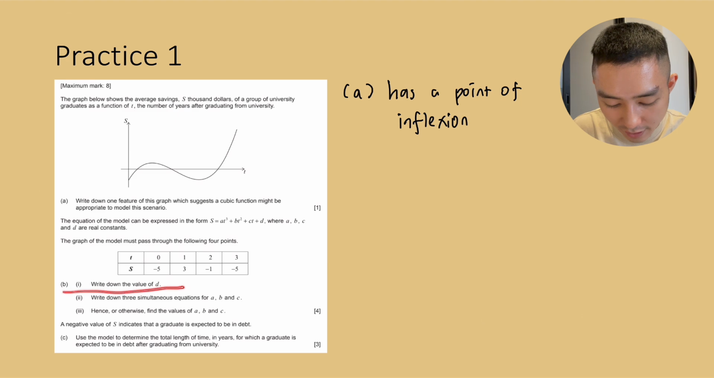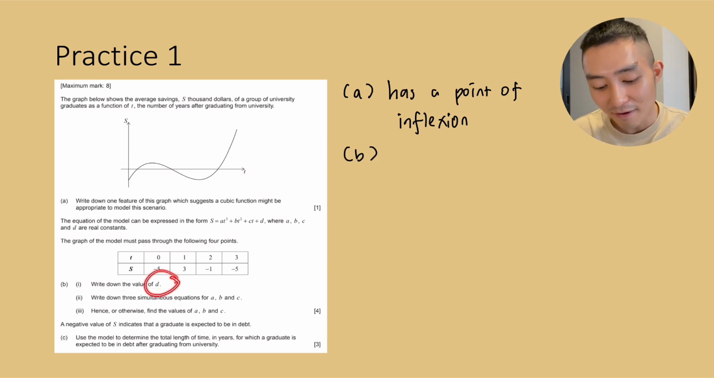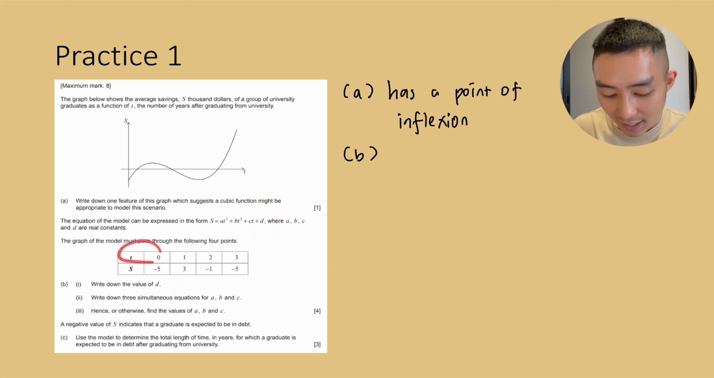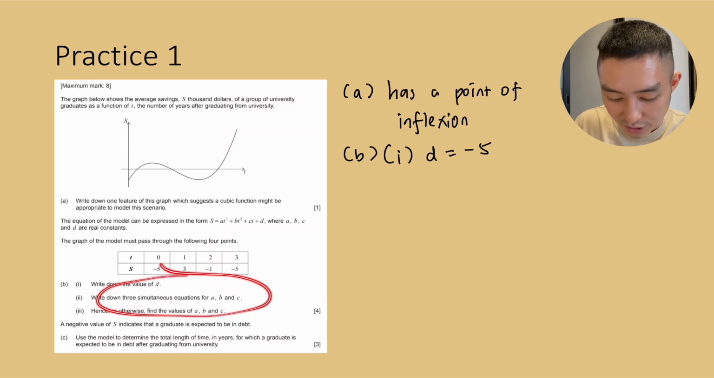So write down the value of d. Every function question that asks for the last variable, it is just a constant. It is usually asking that when t is equal to 0, so you will get the d directly. So the d is -5, which I can write over here. Now number 2, we need to write 3 simultaneous equations for A, B, C.